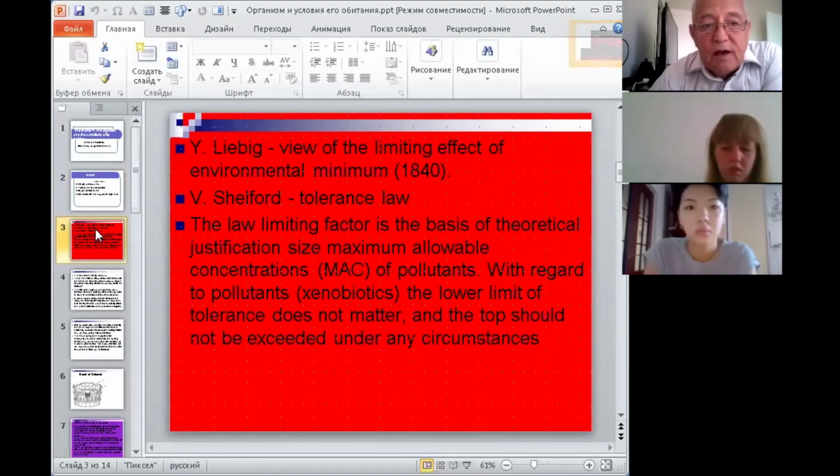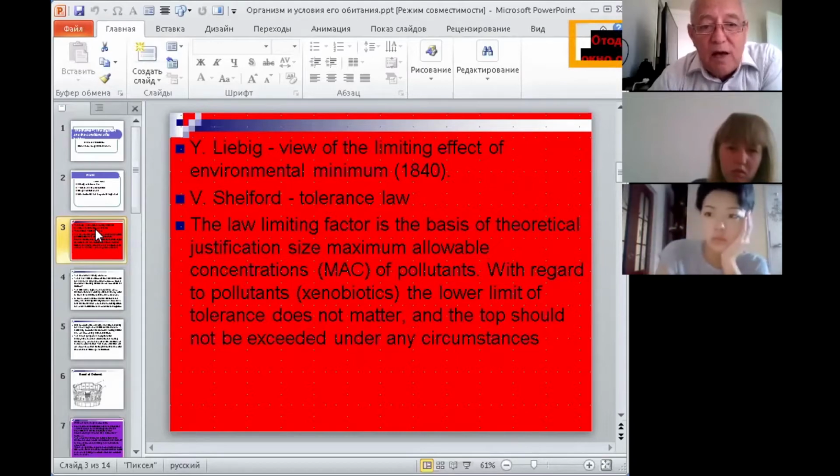Liebig's view of the limiting effect of the environmental minimum, 1814. Shelford tolerance law. The law of the limiting factor is the basis of the theoretical justification of maximum allowable concentrations (MAC) of pollutants. With regard to pollutants, xenobiotics, the lower limit of tolerance does not matter, and the top should not be exceeded under any circumstance.